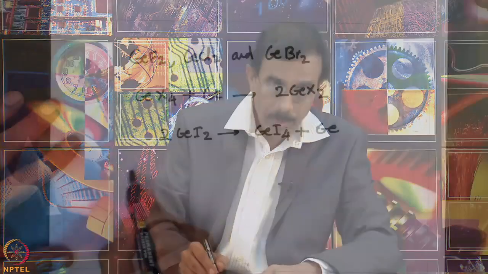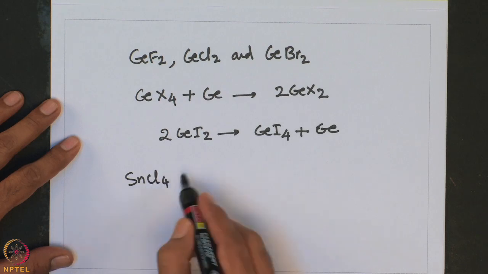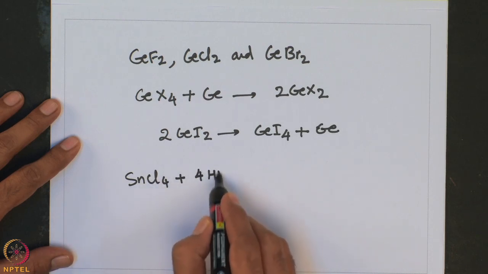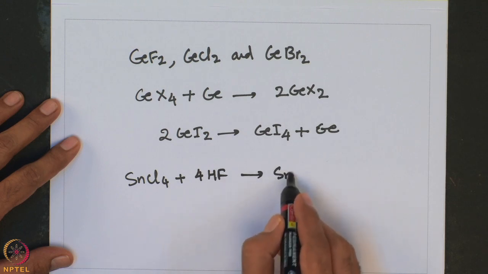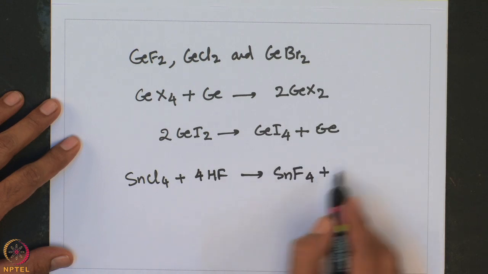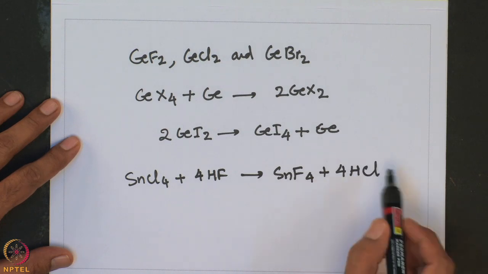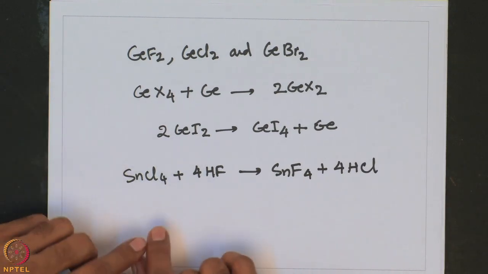Tin tetrafluoride can also be prepared starting from SnCl4 and HF. For example, SnCl4 when it is treated with 4 equivalents of HF, it forms SnF4 through formation of 4 equivalents of HCl. So, this is one of the methods used for the preparation of tin tetrafluoride. At 978 Kelvin, SnF4 sublimes to give a vapor containing tetrahedral molecules. Tin difluoride is water soluble and can be prepared in aqueous medium.